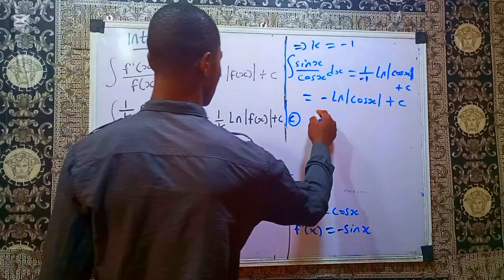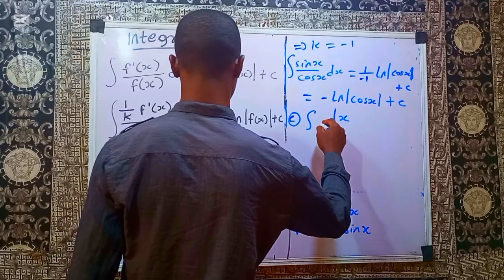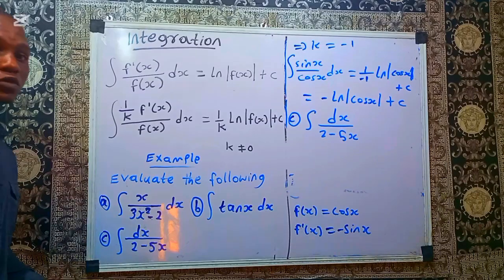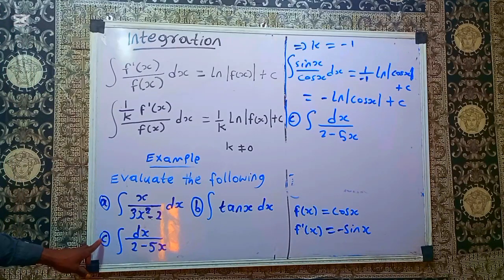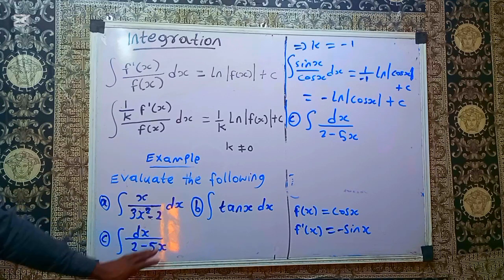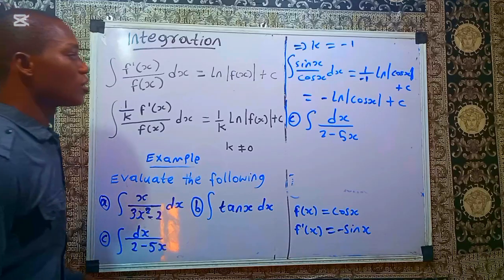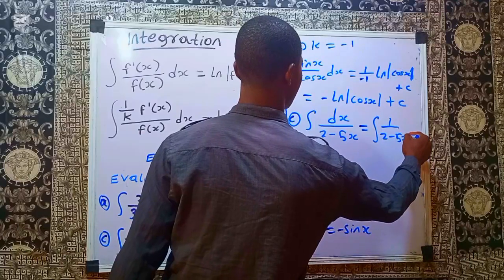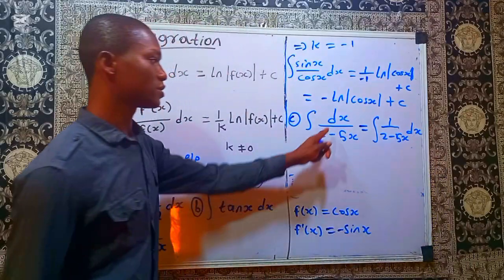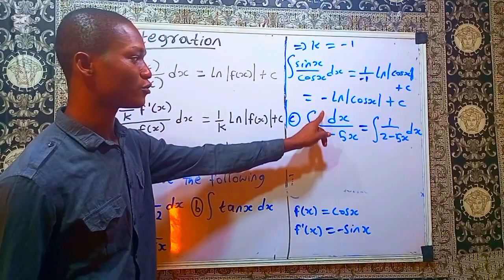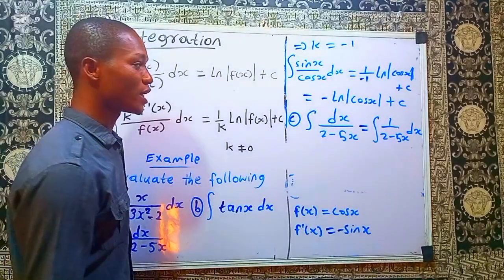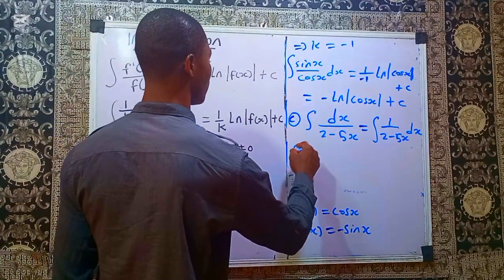We look at question C. Question C is the integral of dx divided by 2 minus 5x. That's what we have in our question C. Of course, this is the same thing as the integral of 1 over 2 minus 5x dx, by just pulling out this dx. Then what we have at the numerator is 1. So clearly our f of x is 2 minus 5x, the function at the denominator.